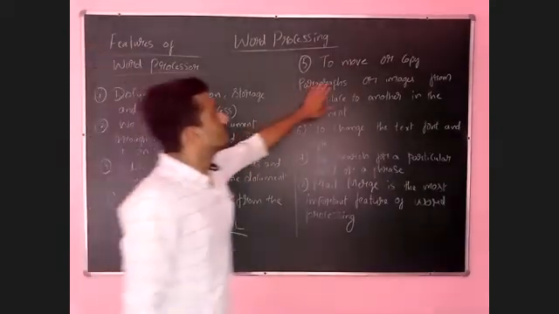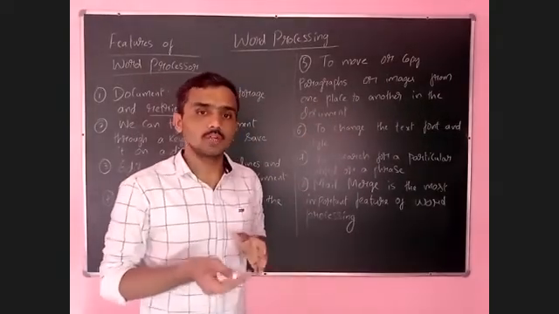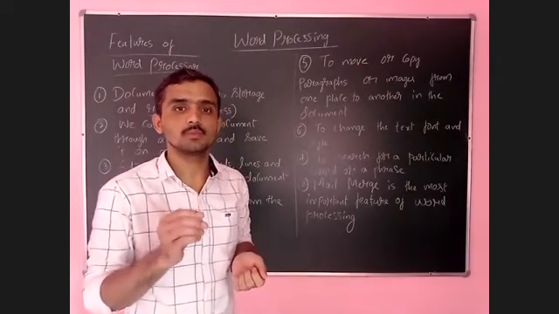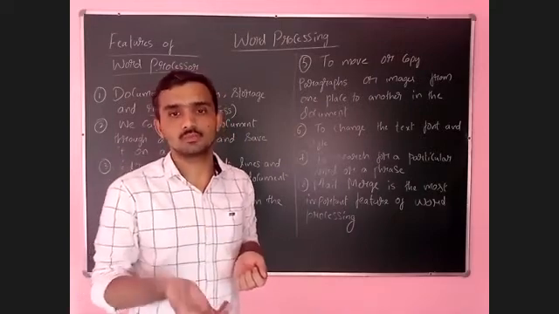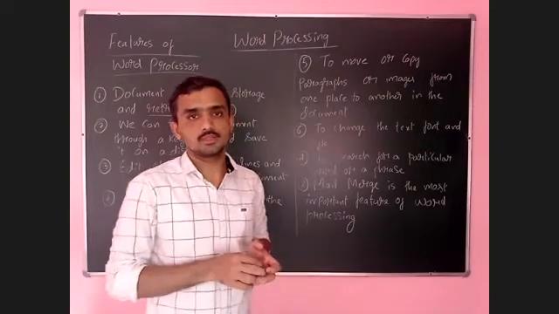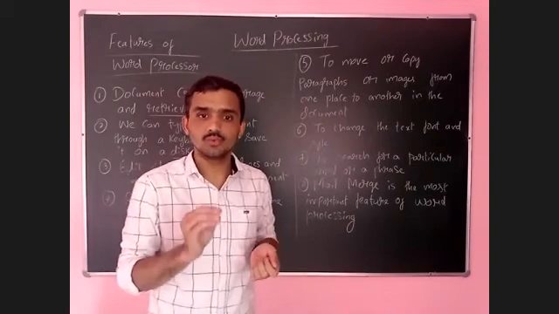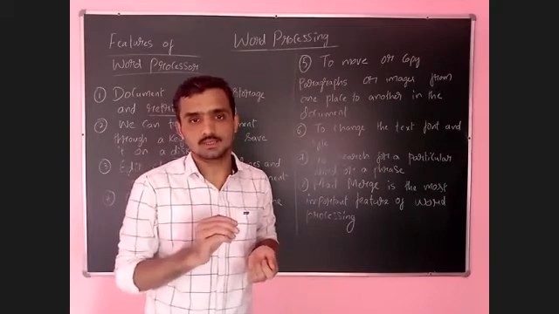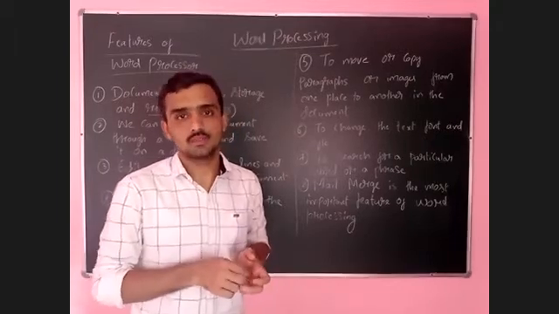Next, to move or copy paragraphs or images from one place to another in the document. Again, when compared to a typewriter, that facility is not there. When you have typed something on paper using a typewriter machine, you cannot move the paragraphs. You cannot put the first paragraph in the last place, or the last paragraph first. If you want that, you have to take a new paper and retype. But here the facility is there. For example, if you have typed 3 paragraphs and feel that by mistake you typed the first paragraph, which was supposed to be typed last, then you can move it. You can bring the first paragraph to the last, and the last paragraph to the first.